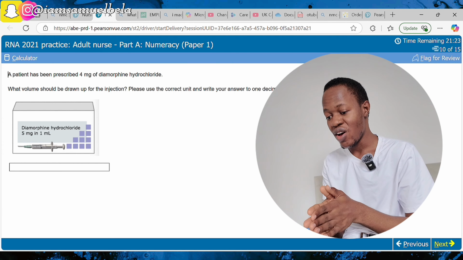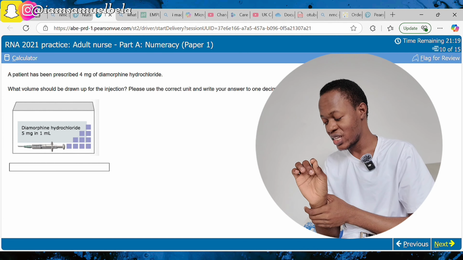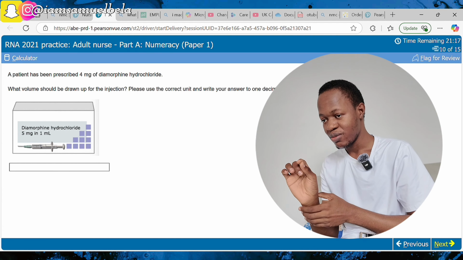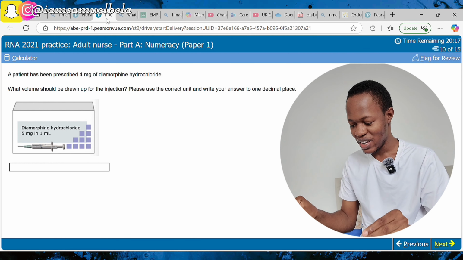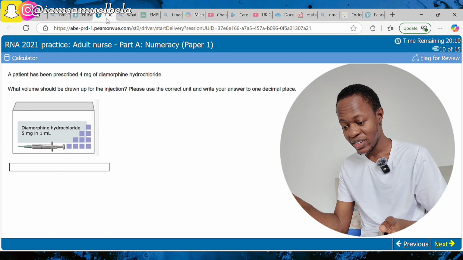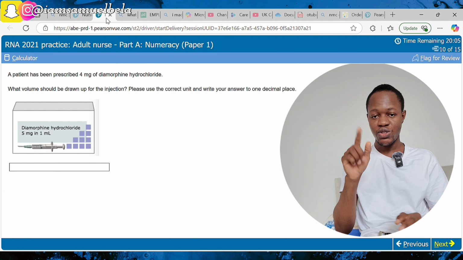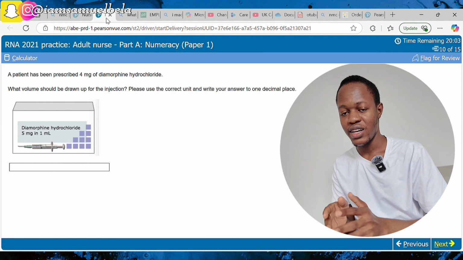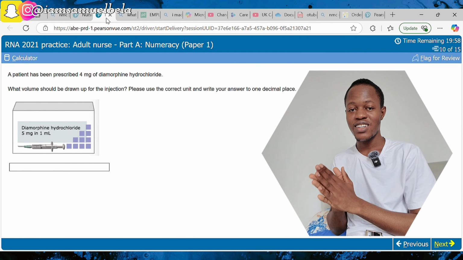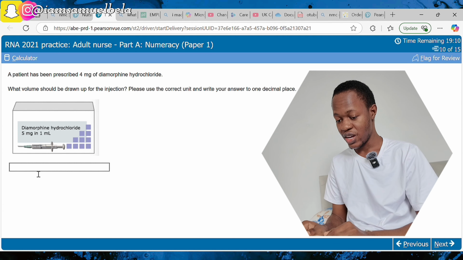And we have 5 milligram in 1 mil. Now this one is a bit tricky. Let's just do it like a maths calculation. Since 5 milligram is in 1 mil, how many mil will contain 4 milligram? Cross multiply, and tell me your answer. Okay guys, so my answer is 0.8 mil using that method that I told you to do.